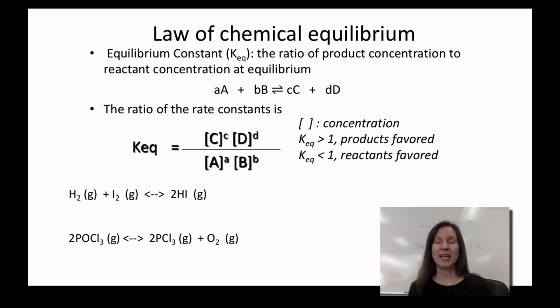K is temperature dependent, so if you change the temperature, you change the K. K is also process dependent. If I have a different equilibrium reaction, my K value changes. So it's really similar to some of the other constants we've been seeing recently in chemistry.